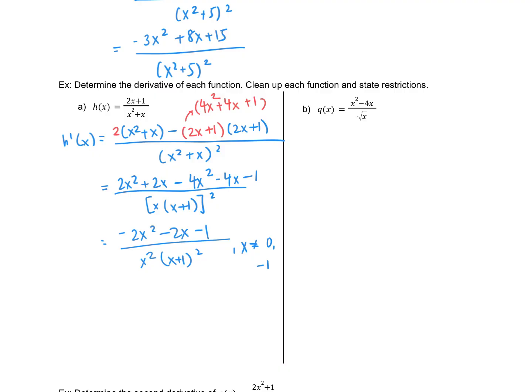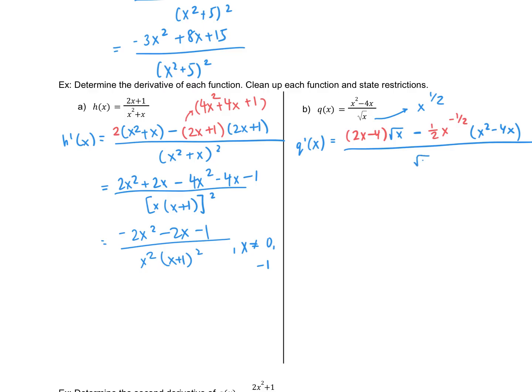Now the next one's going to be a little bit more interesting because I have this radical in the denominator. So it really is just x to the power of a half. So let's go ahead and see what it's going to look like. So derivative of the top is 2x minus 4. It will get multiplied by root x minus the derivative of the denominator is 1/2 x to the power of negative 1/2. It'll get multiplied by x squared minus 4x. And that'll all be root x to the power of 2.